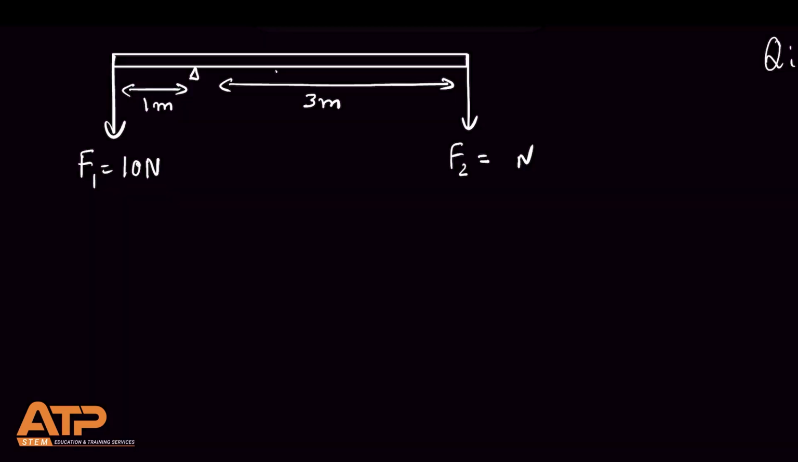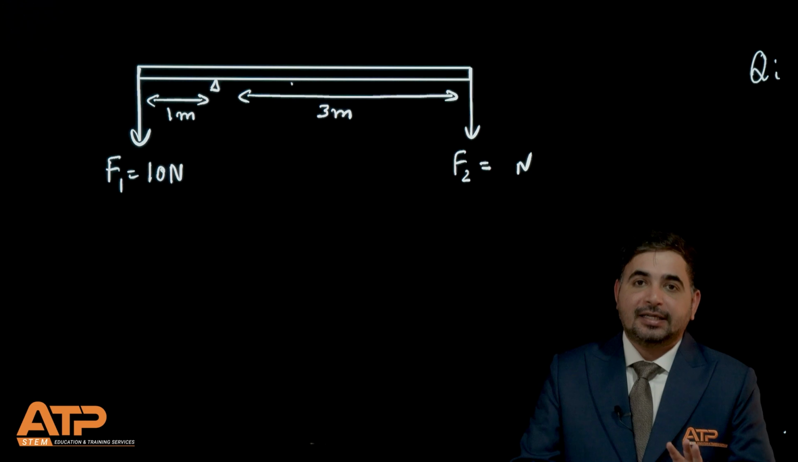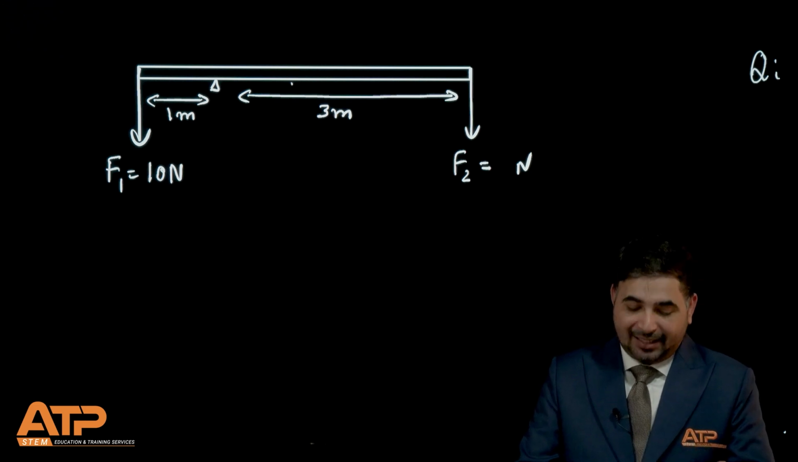Here you can see that there is a rod which is balanced across this pivot. So on the left side at 1 meter from the pivot there is 10 Newton force being applied. On the right side at a 3 meter distance force F2 is being applied. What should be the value of F2 such that your rod does not rotate and stays in equilibrium?